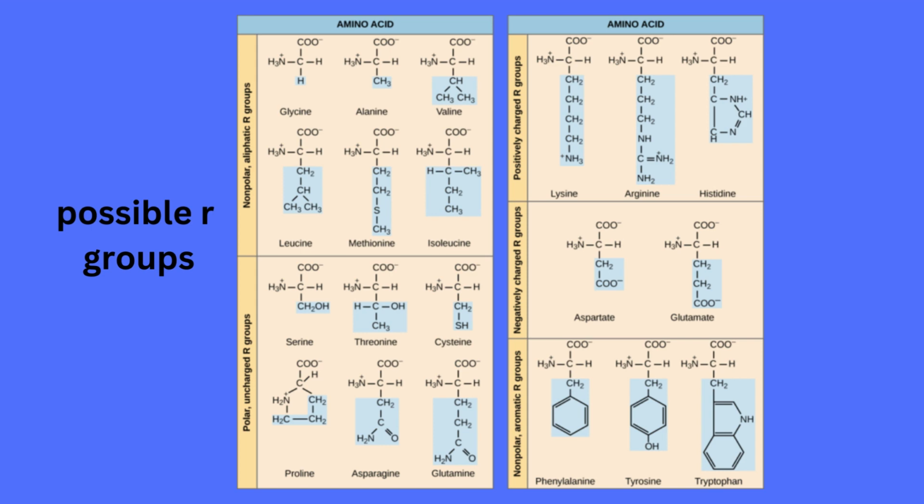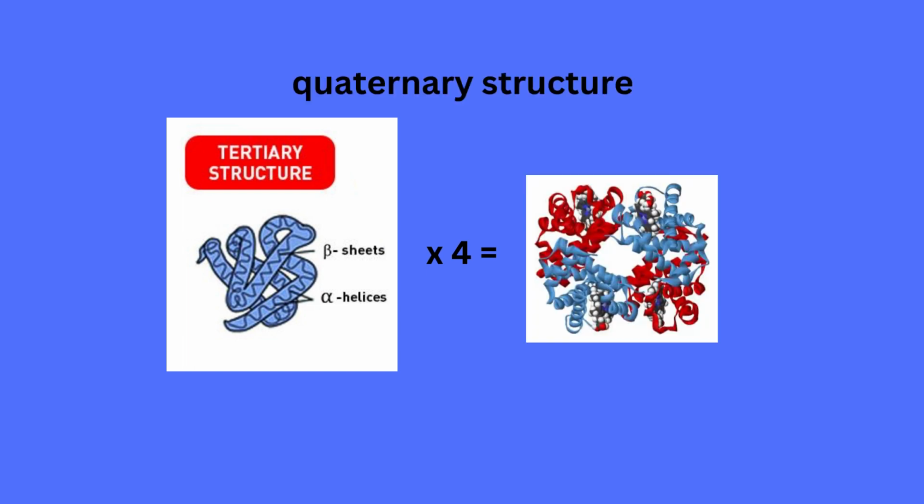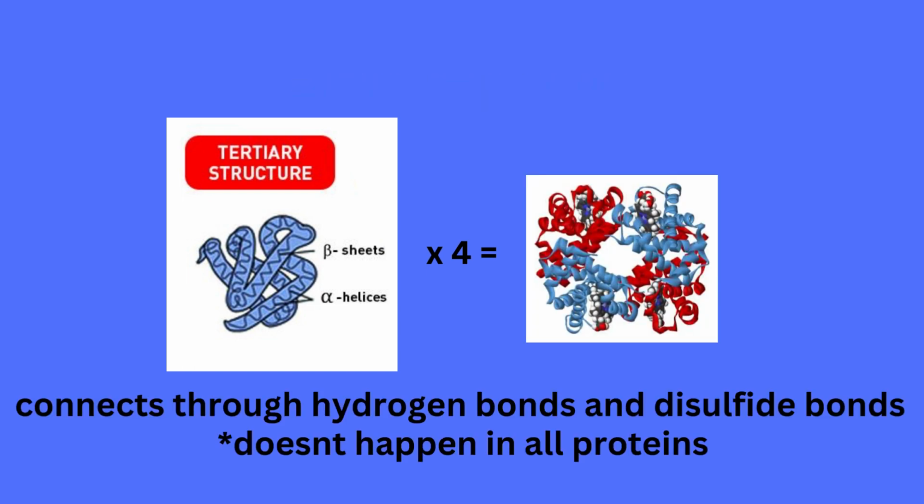The R groups have a further effect on the protein structure within tertiary structure, as hydrophilic amino acids will tend to be on the outside of the protein, while hydrophobic amino acids will tend to be on the inside of the protein. Quaternary structure is the final protein structure, in which multiple tertiary structure proteins connect through hydrogen or disulfide bonds. Not all proteins end up in this structure, though.